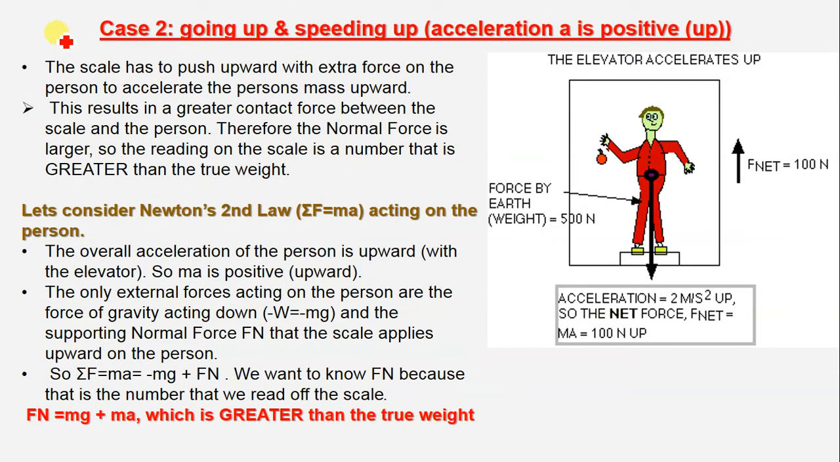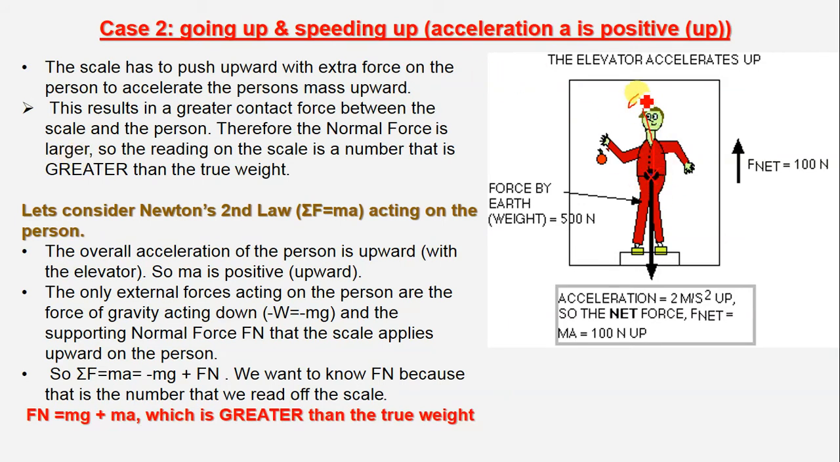Now, case number 2. You are in the elevator and the elevator is going up, is accelerating, is speeding up. What does speeding up mean? The velocity is increasing, the velocity is changing. It means there is acceleration. So what are the forces again together? Here the scale has to push upwards with extra force on the person to accelerate the person's mass up. This results in a greater contact force between the scale and the person. Therefore, the normal force is larger. We will prove this together.